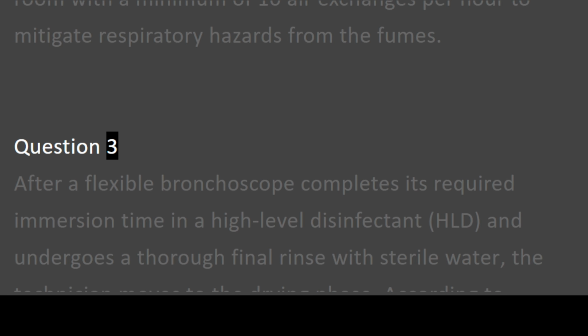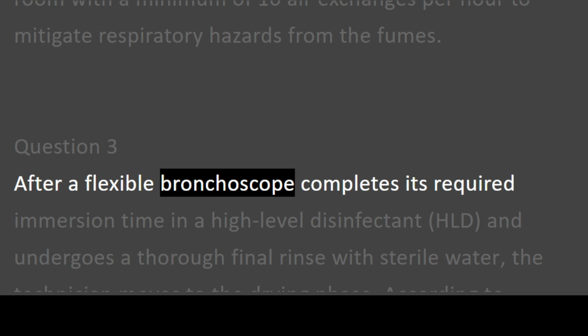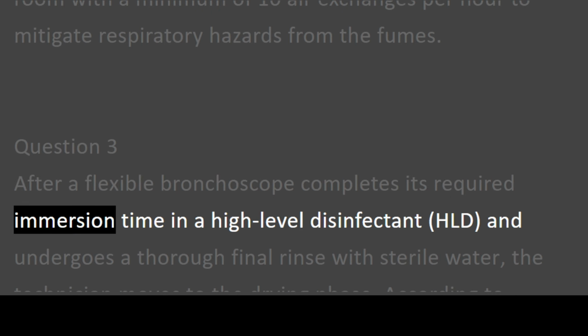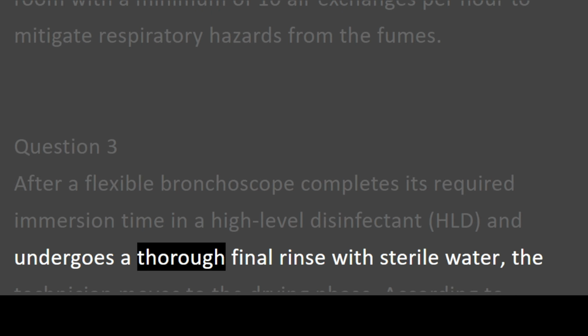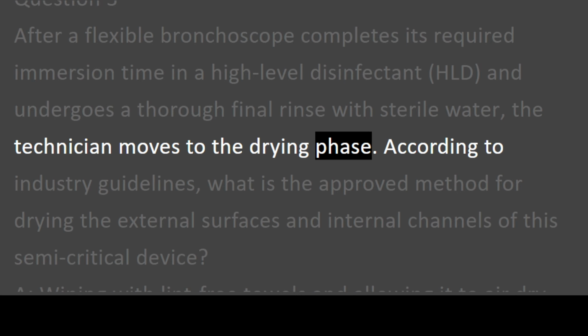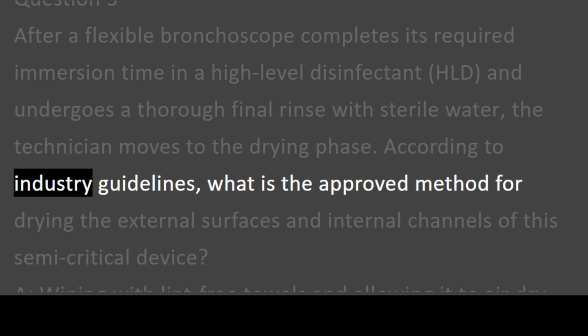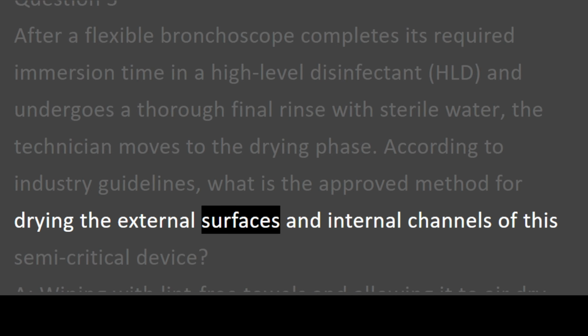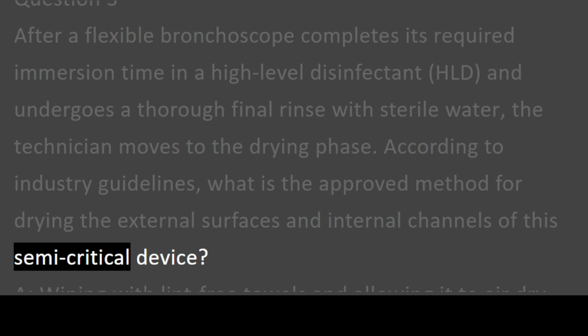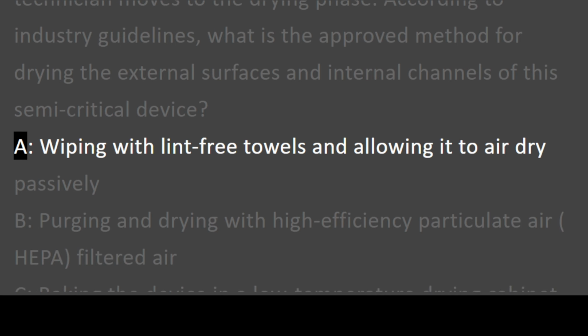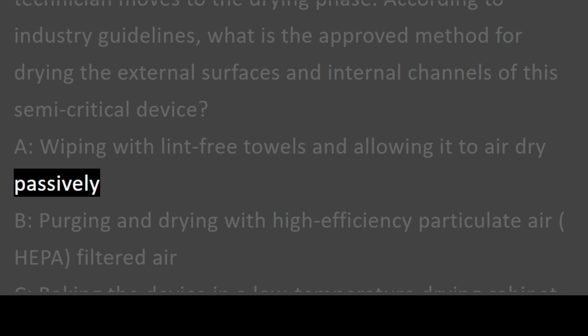Question 3. After a flexible bronchoscope completes its required immersion time in a high-level disinfectant, HLD, and undergoes a thorough final rinse with sterile water, the technician moves to the drying phase. According to industry guidelines, what is the approved method for drying the external surfaces and internal channels of this semi-critical device? A. Wiping with lint-free towels and allowing it to air dry passively.